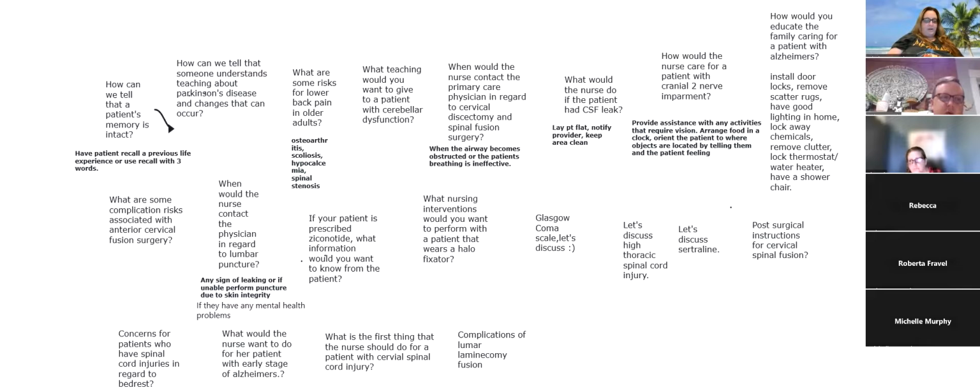All right, so we have a patient with Parkinson's disease. What would you include as the patient's plan of care? Which interventions?